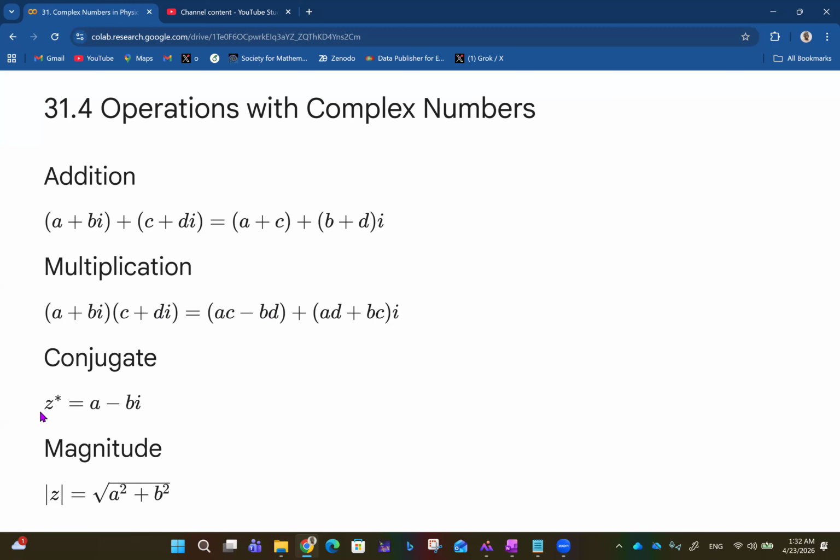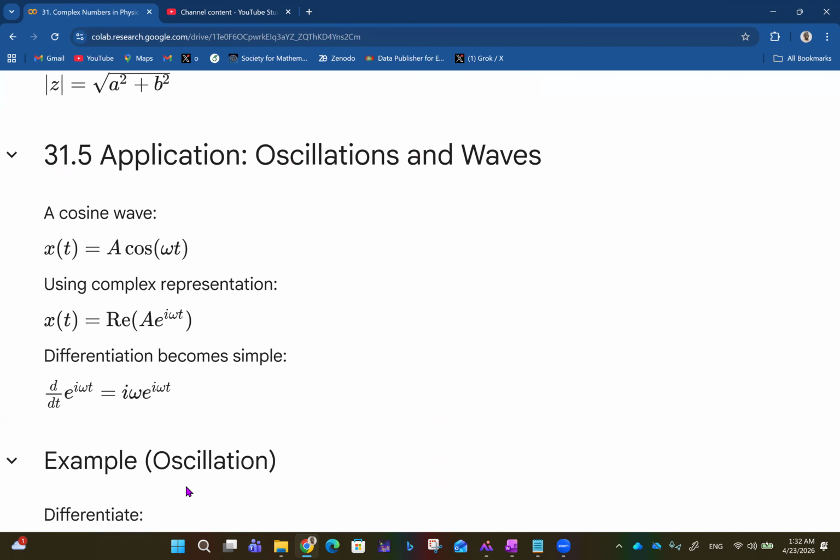And for conjugates, we say z star is a minus bi. So the conjugate of z, which is a plus bi, is z star, which is a minus bi. And the magnitude of either the complex number or its conjugate is the same. That's the modulus of z, which is the square root of a squared plus b squared, or x squared plus y squared, if you like.